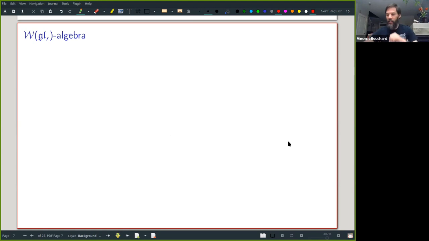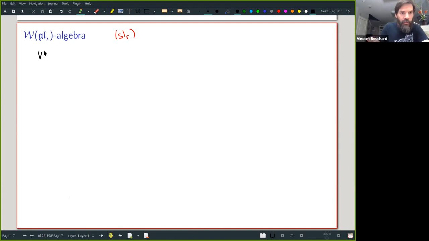Okay, so let me just start by defining Whittaker vectors. First I have to define W algebras, which is where these Whittaker vectors will live for this talk. I'm going to focus mostly on GL_R here just to make things concrete. In fact, this is SL_R, but we usually extend to GL_R because it makes things nicer in the construction, but really you could do it both ways. What we're going to do here applies to any simply laced Lie algebra.